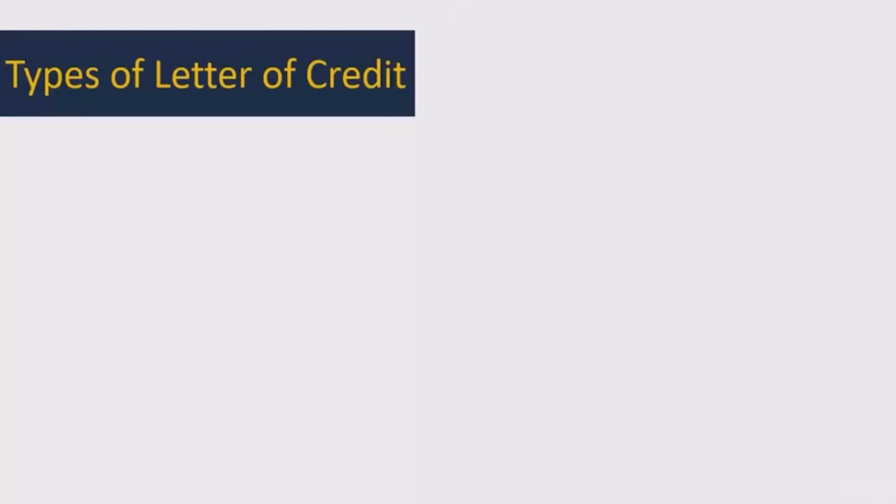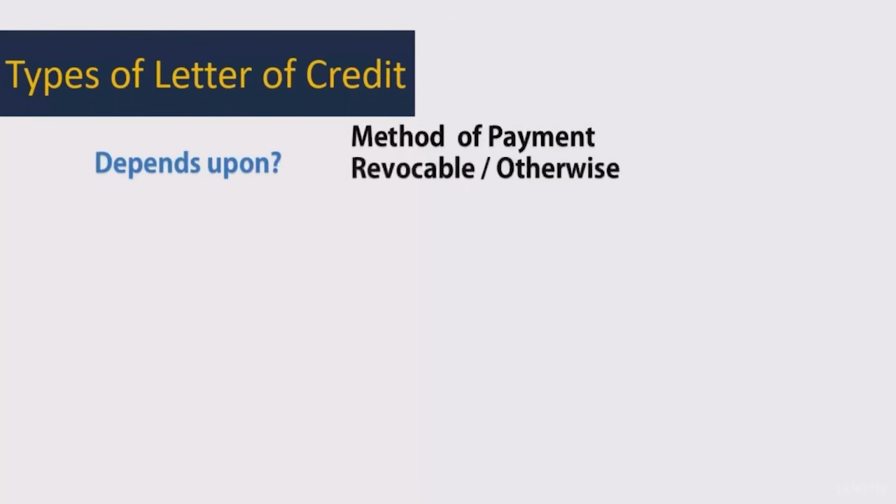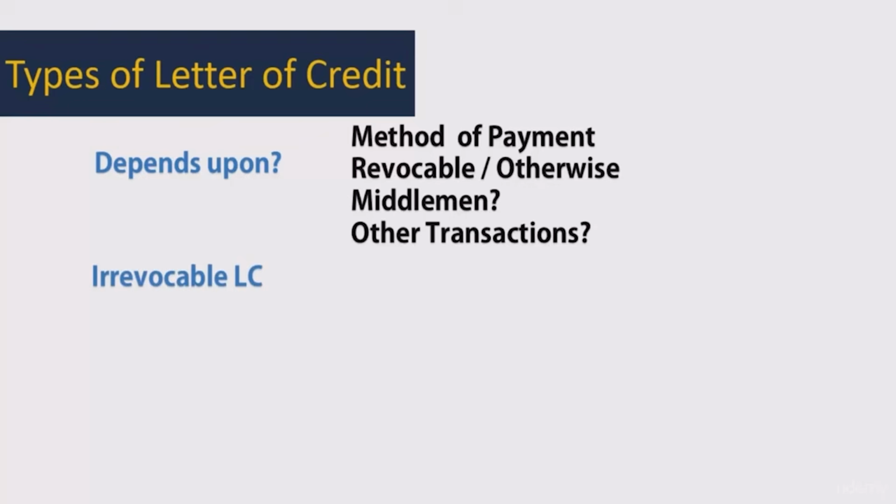Let's have a look at the types of letter of credit. Now, types of letter of credit would basically depend upon the method of payment, whether the LC is revocable or not, whether any middleman is involved or not, or whether any other transactions is involved or not. Okay, so it depends upon all this. Now, the basic classifications what we can have is number one, irrevocable LC.